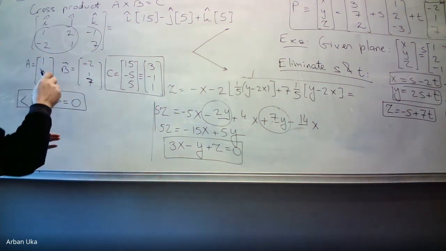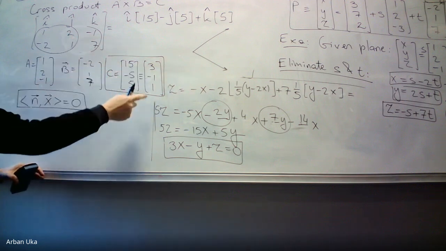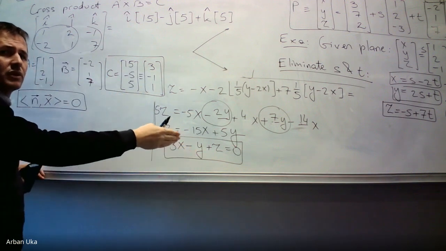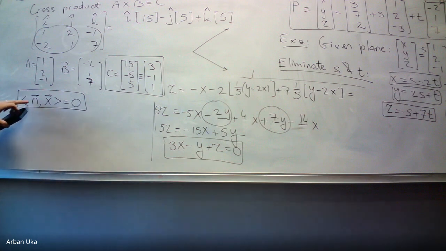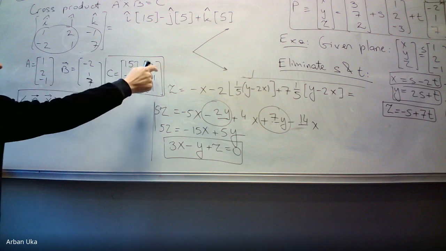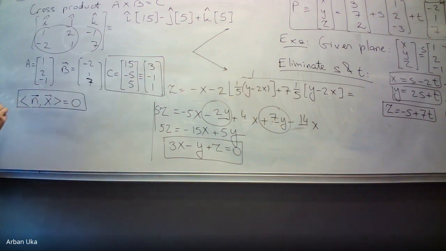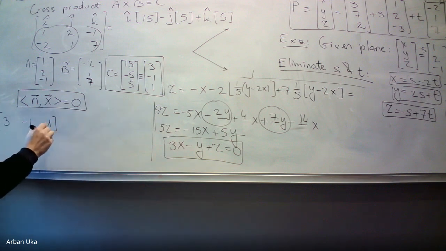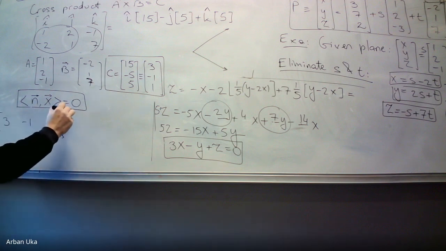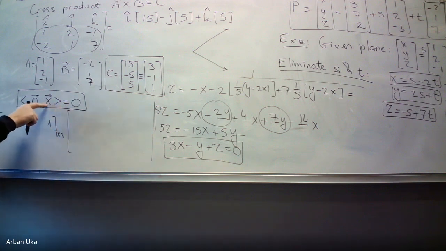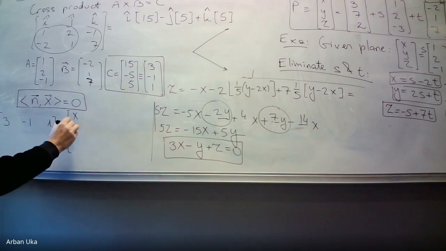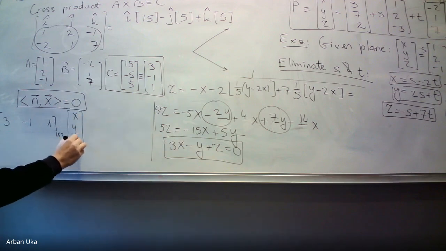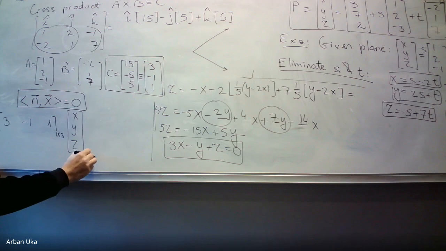So now, we use the cross product. We found this vector. Apparently, it ended up being what it was in our equation. So this is the normal vector n. What is the normal vector? It is 3, minus 1, 1. If we take the inner product, 3, minus 1, 1 is a matrix which is 1 by 3, right? And the vector x, which corresponds to x, y, z, is another vector which is 3 by 1.